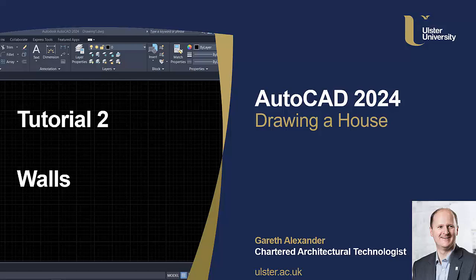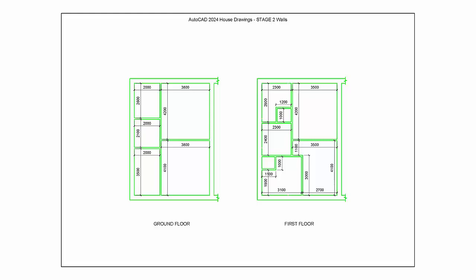This is the second video in the series of drawing a house using AutoCAD 2024. In this video we will add the walls, and for reference this is what the wall layout should look like by the end of the video.